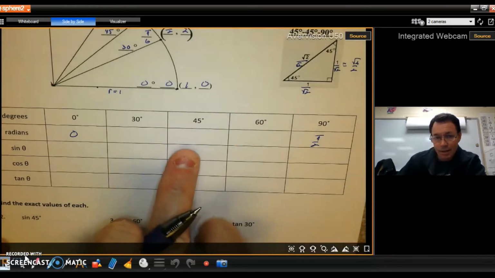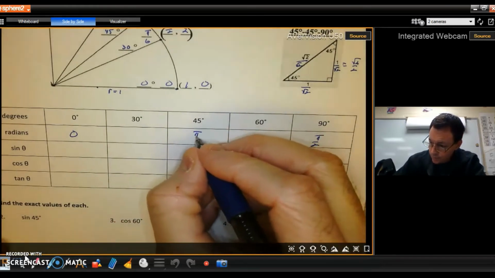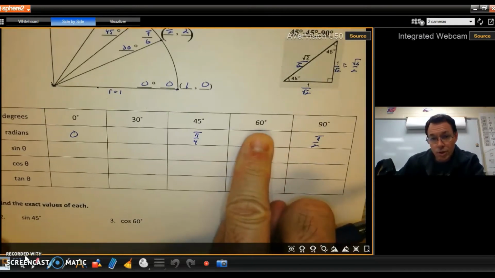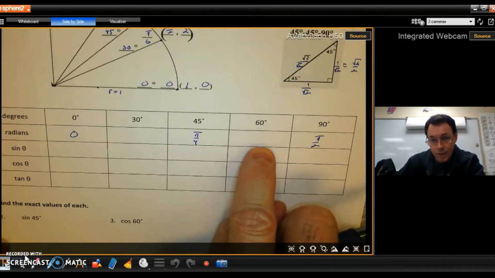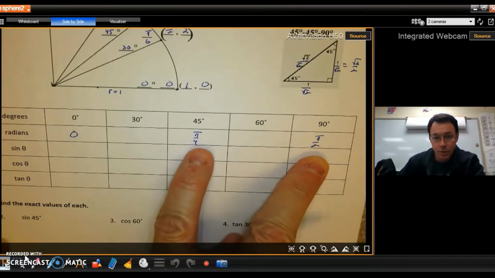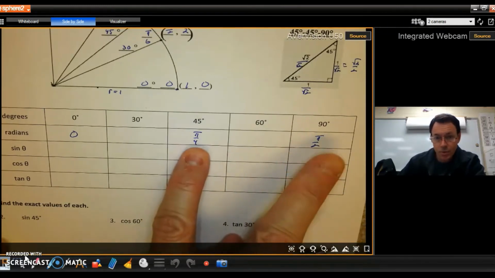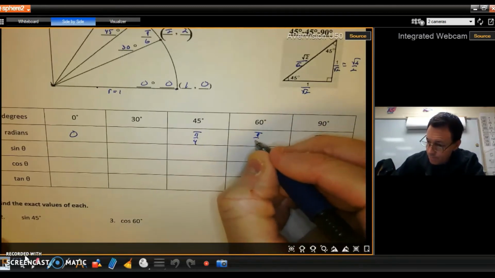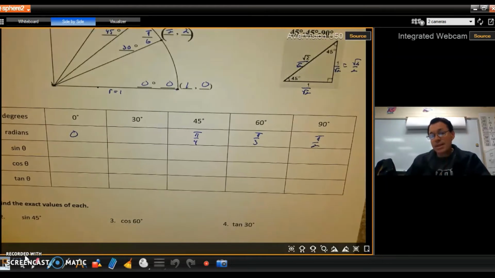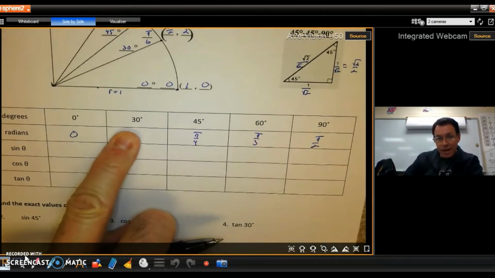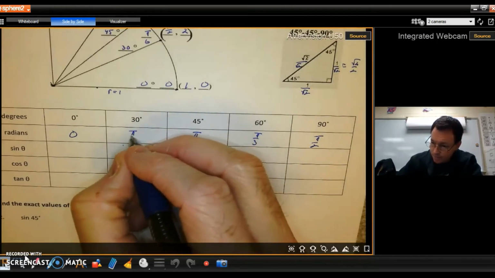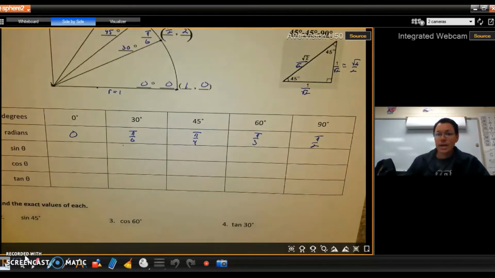Remember, cut that in half, you'll get pi over 4. 60 degrees is 1/3, or just remember that pi over 3 would be between pi over 4 and pi over 2, right? You got a denominator of 4, you got a denominator of 2, so it's going to be a denominator of 3, so pi over 3. But then 60, if you cut it in half to get 30, you're going to cut this in half. Well, cutting this in half means multiplying it by 1/2, so that gives you pi over 6. So you've got to know how to do that.